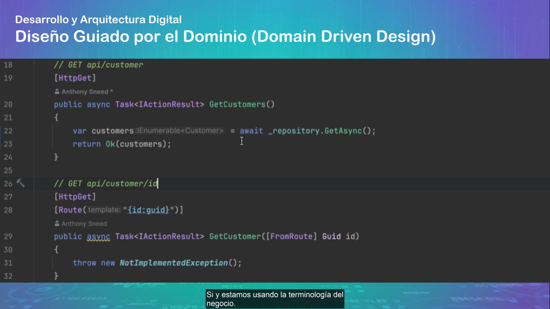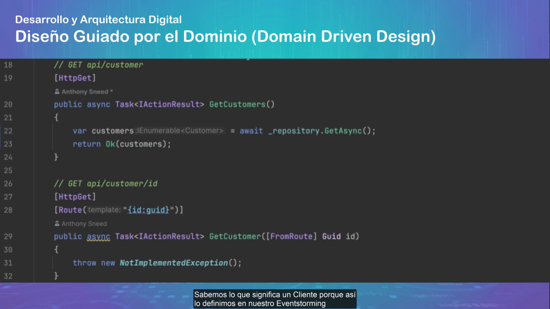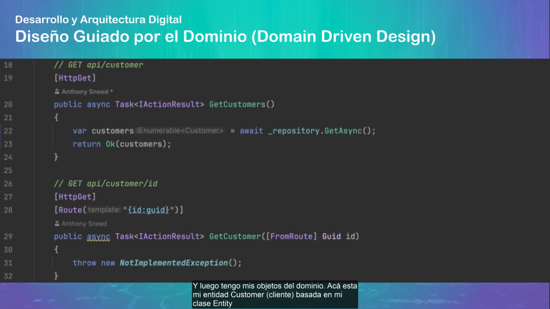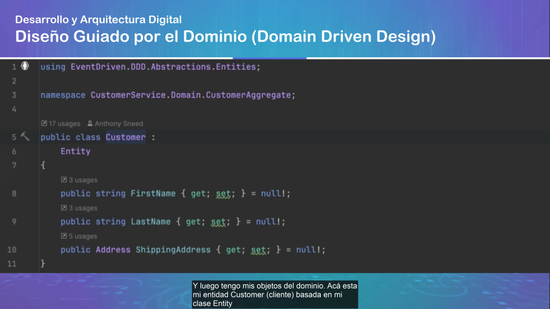Yes, exactly. And we're using the terminology from the business. We know what a customer means; it's defined in our Eventstorming workshop. So it means one thing within the context of this customer service. And so it's pretty cool. And then I've got my domain objects here, and here is my customer entity.